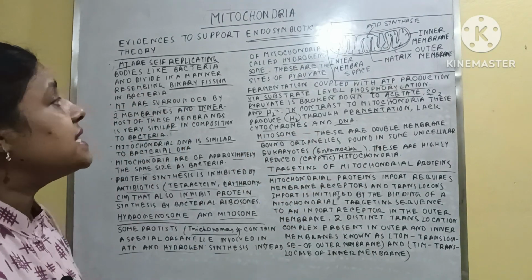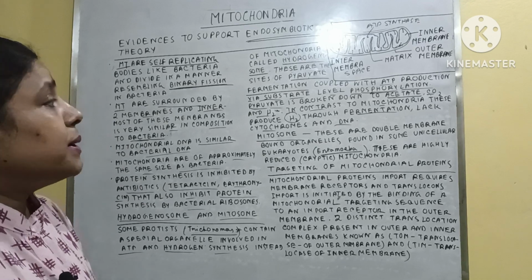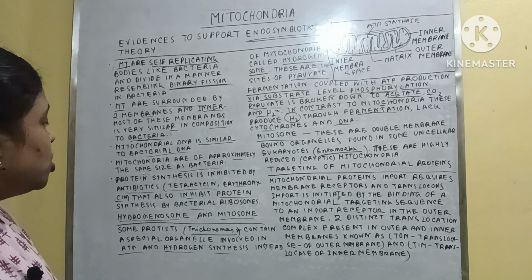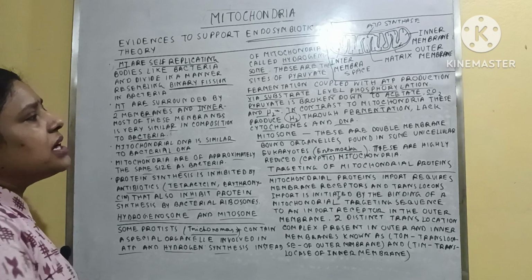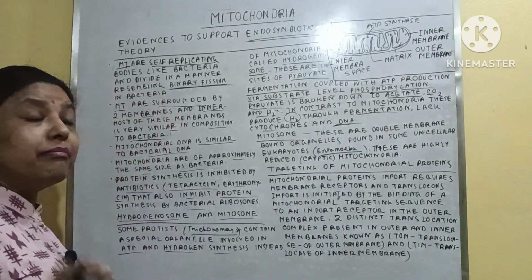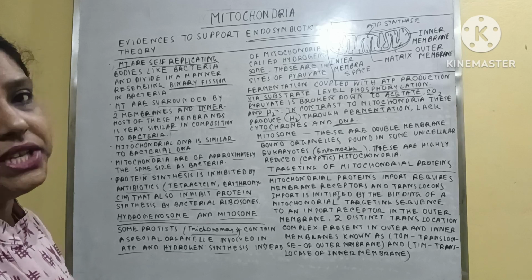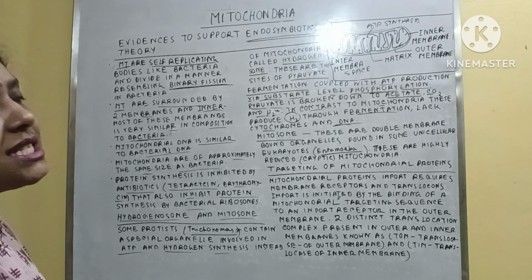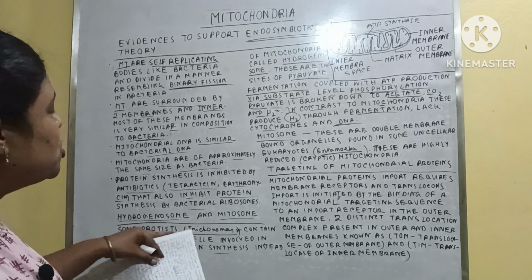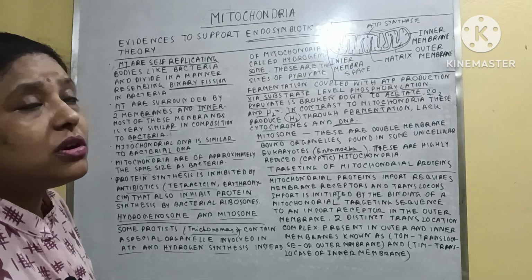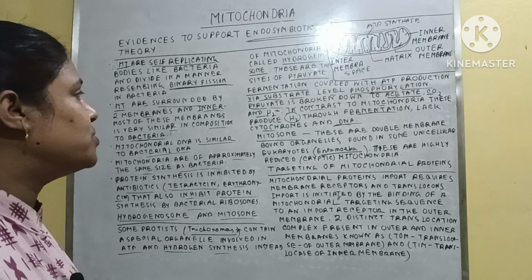One main difference is that the hydrogenosome never contains DNA, but mitochondria obviously have their own DNA. And hydrogen is produced in the hydrogenosome, but in mitochondria hydrogen is not produced.